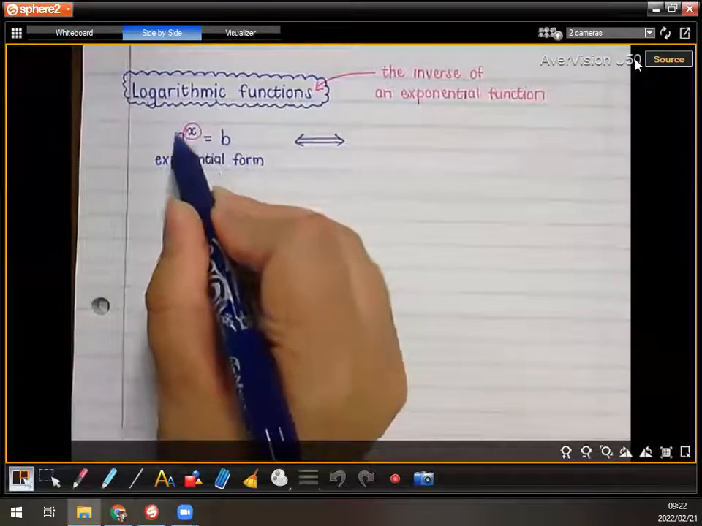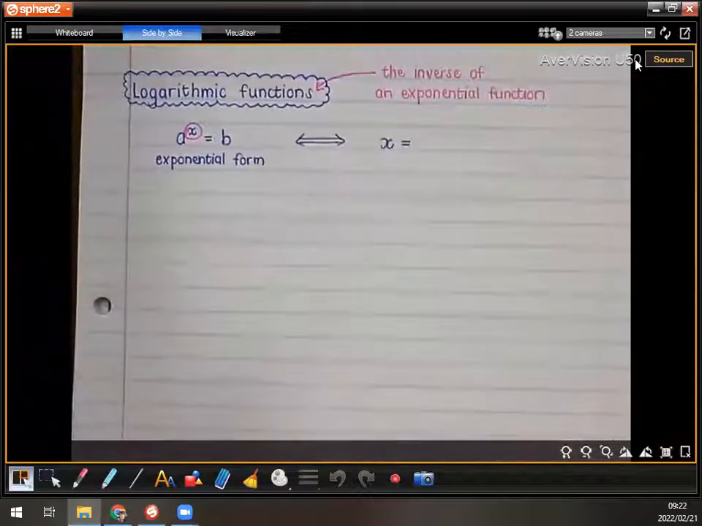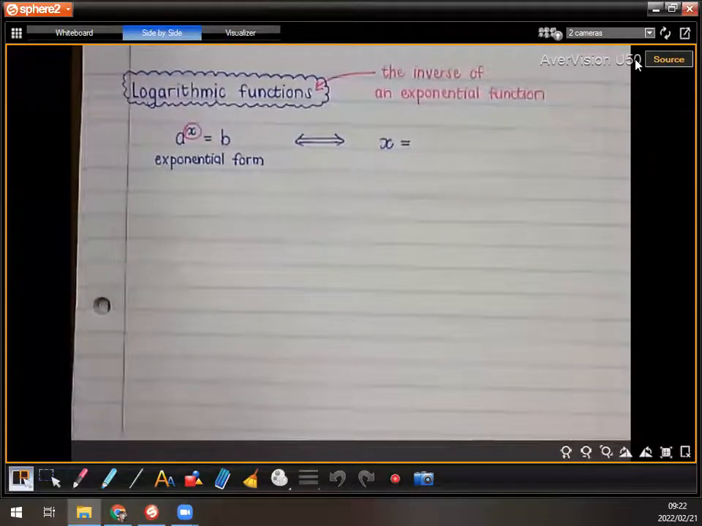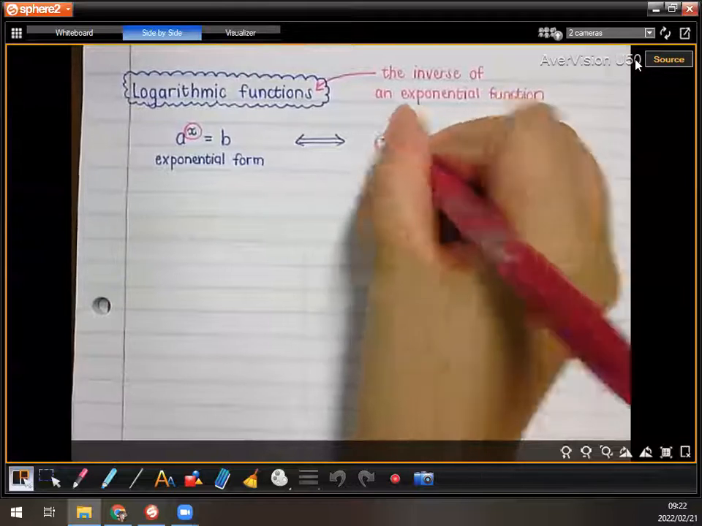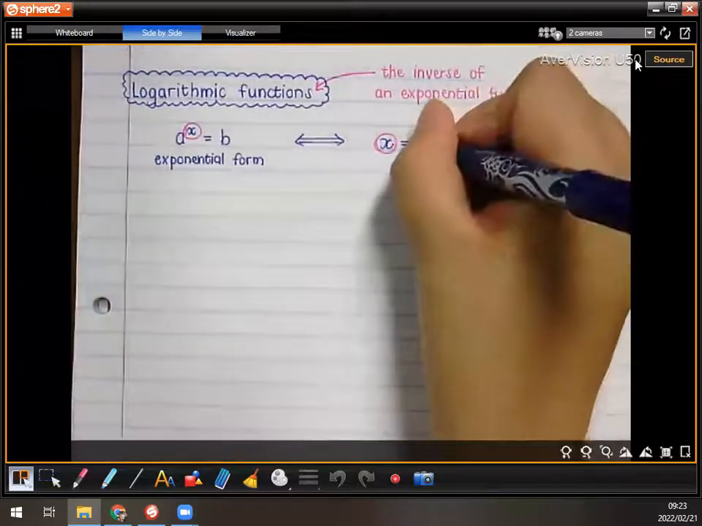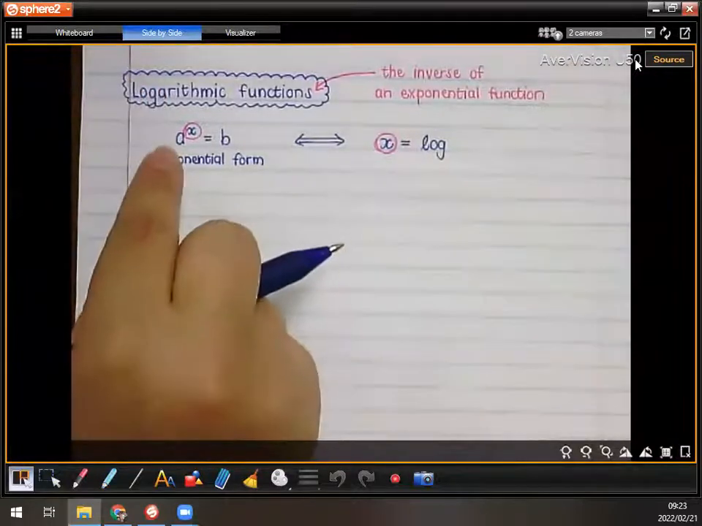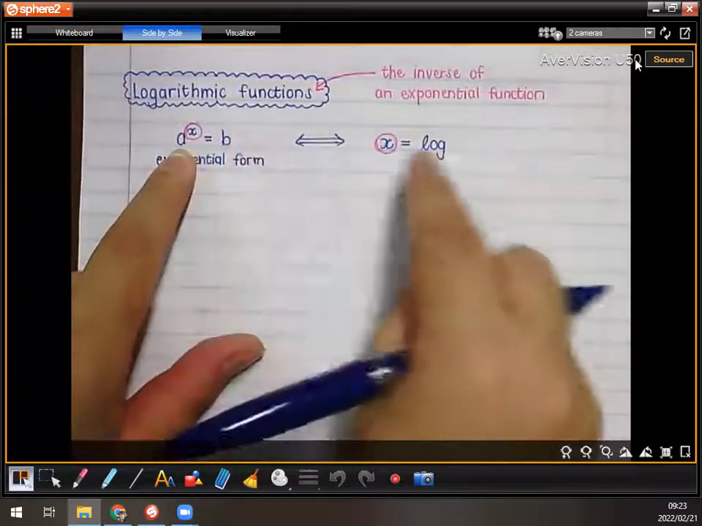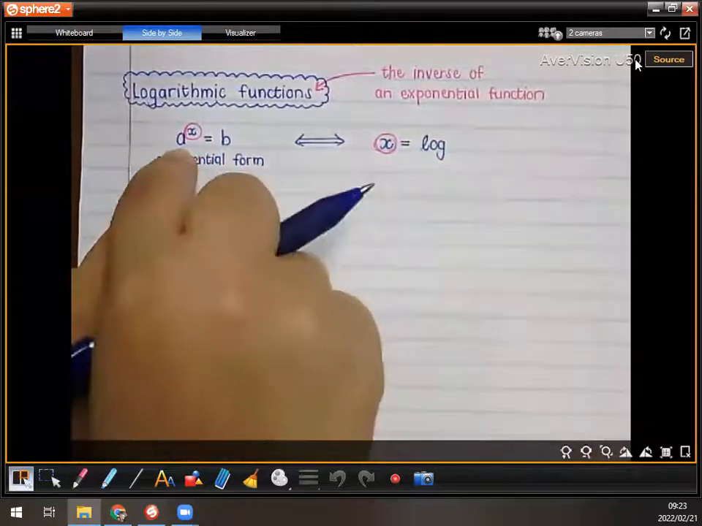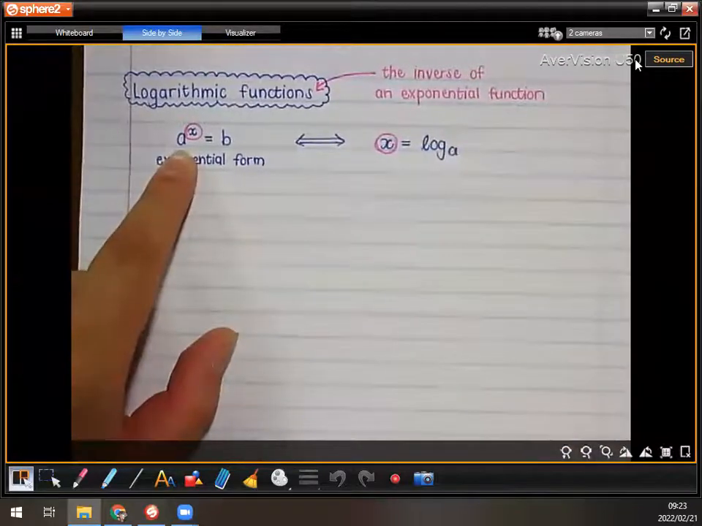So if you want to make x the subject, the exponent the subject, then we're going to write the exponent as the subject. So x is equal to, we'll circle that. So log form we use to find the value of the exponent, right? When we want to make the exponent the subject, then we're going to say log, the base of the exponent always becomes the base of the log. Right, so whatever the base of the exponent is, that will become the base of the log.